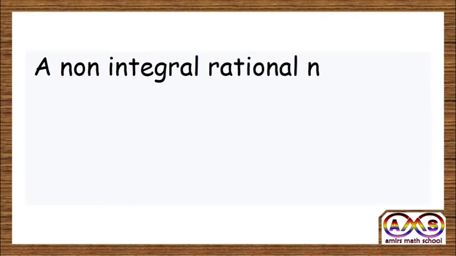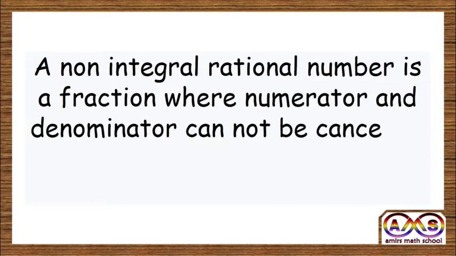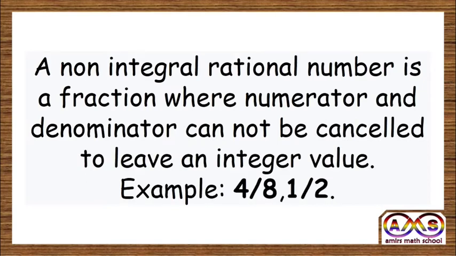Now let's see what a non-integral rational number is. A non-integral rational number is a fraction where the numerator and denominator cannot be cancelled to leave an integer value. The example is 4 by 8, which is 1 by 2. We can express every integer as a fraction where the denominator is 1. Other than integers, all the fractions which cannot simplify to an integer are non-integral rational numbers.